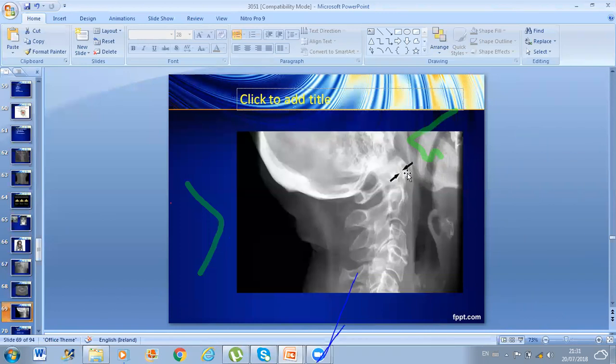What is in between these two black arrows? Can someone describe this X-ray for me?